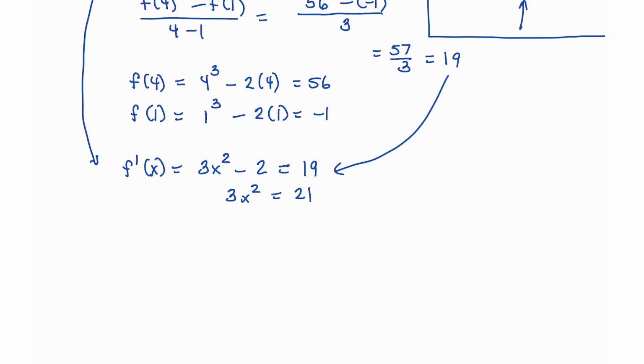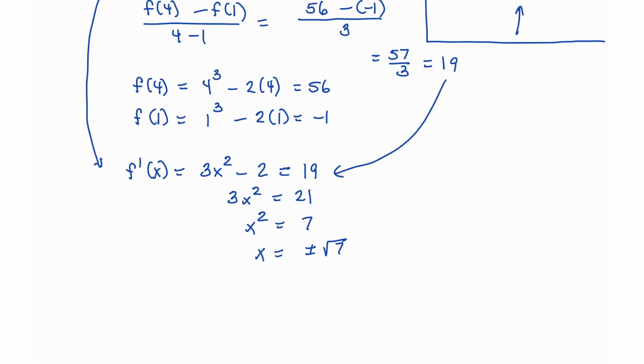We can divide by 3. And that means that x is equal to plus or minus the square root of 7. But remember, we're focused on the interval 1 to 4. So if we look at those numbers, negative square root of 7 versus the square root of 7, negative square root of 7 is not on the interval. It does solve the equation, it's just not a solution to our problem.